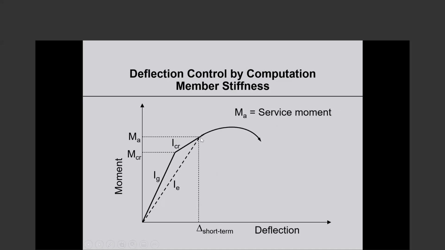And the slope of this line is the effective moment of inertia. Okay, so Ig, Icr, and Ie.